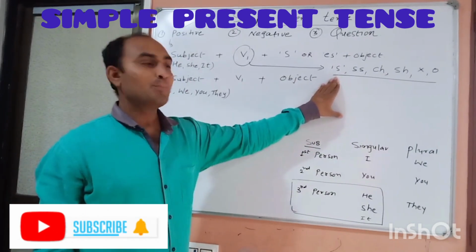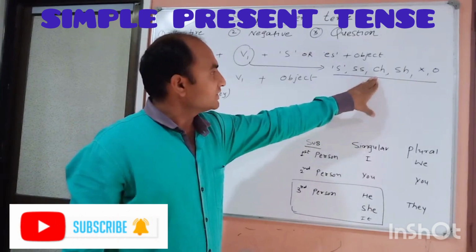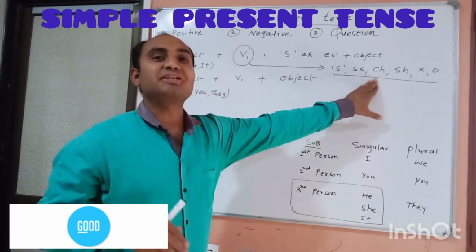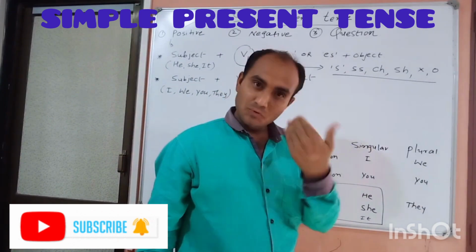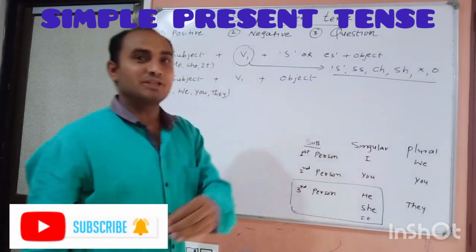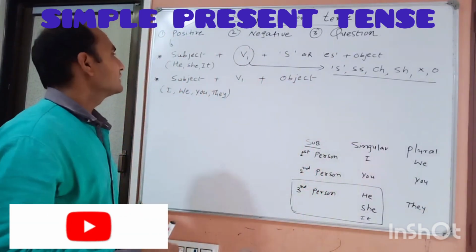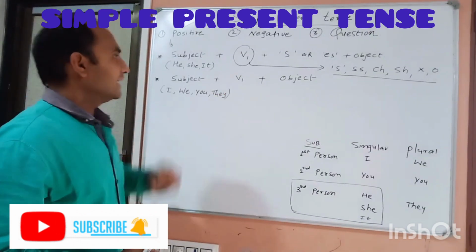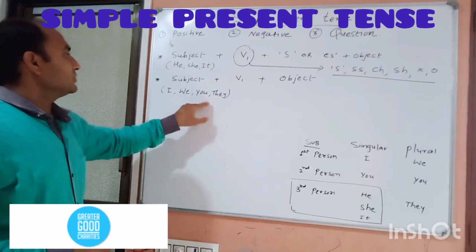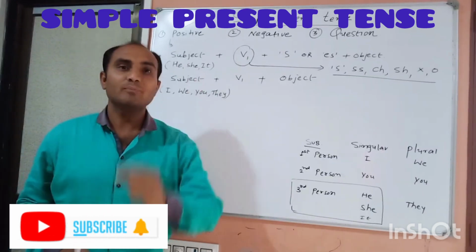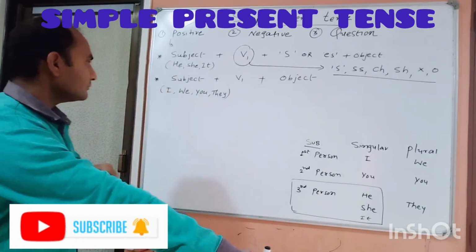Like teach, teaches. Go, goes. So in this way we can use the verb. And then for the remaining subjects I, we, you, they, only verb number 1.